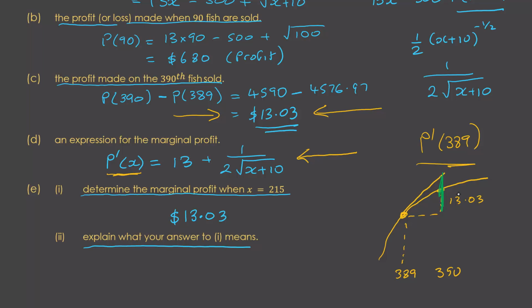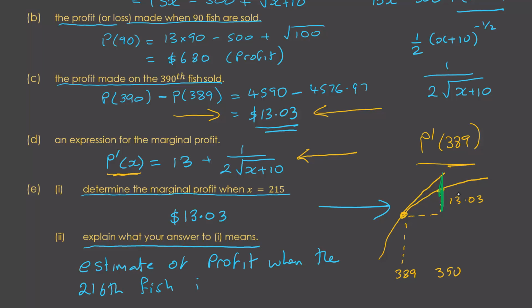Explain what your answer to 1 means. It's an estimate of the profit, and I'm coming back to this description over here. It's an estimate of the profit when the 216th fish is sold. So it's the next one up after 215 because we're using the tangent to project forward.